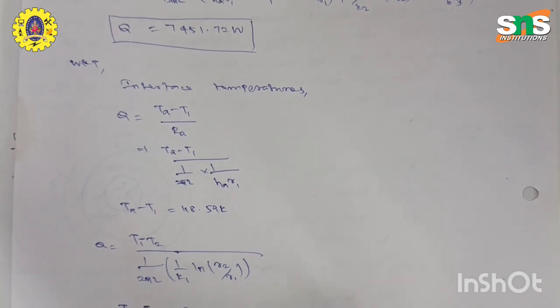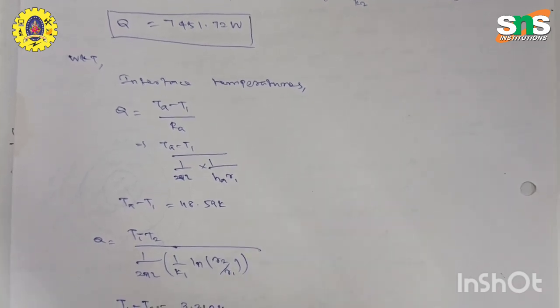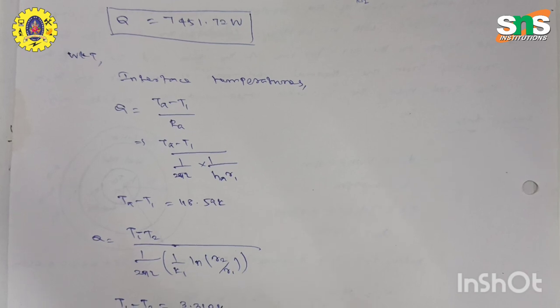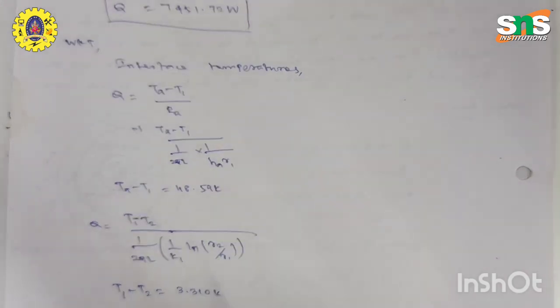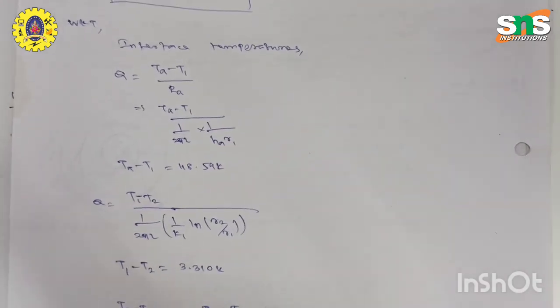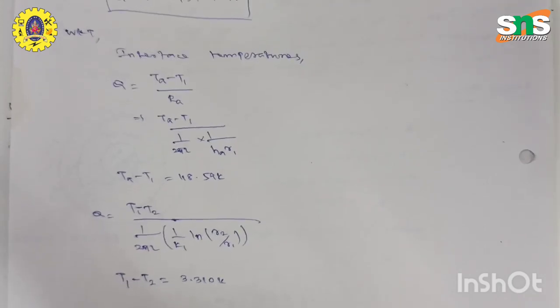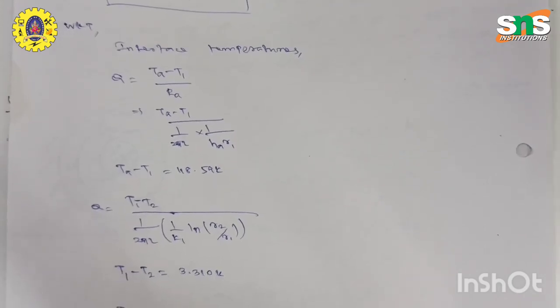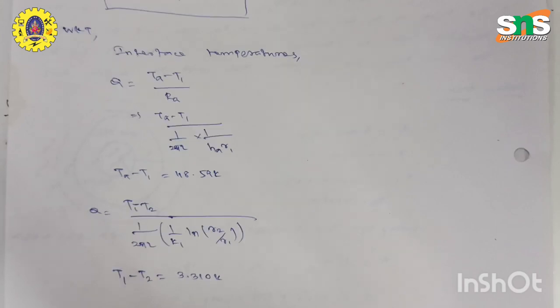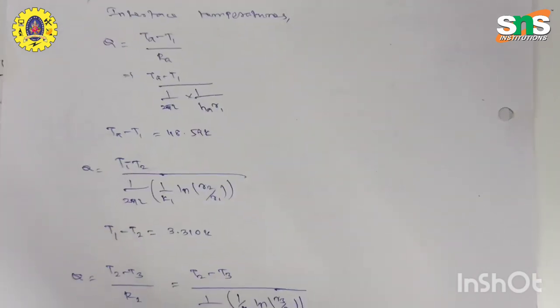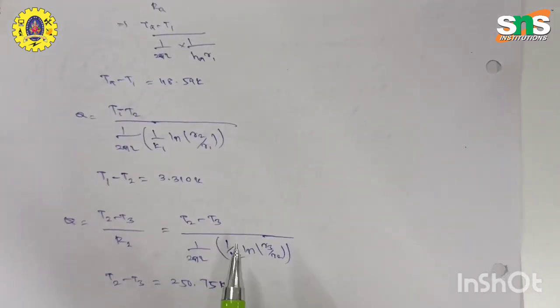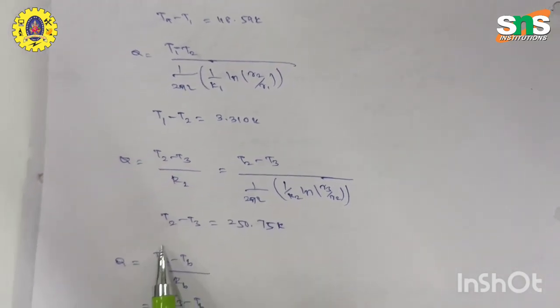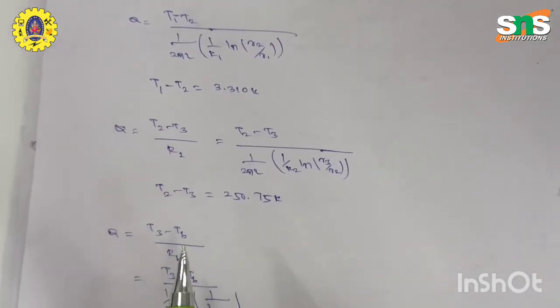So we get the additional intermediate temperatures T1 minus T2 and T2 minus T3 from Q and the resistances. And finally, we also get the equation of the resistance of the wall, which is 1 by 2 pi L into 1 by K2 ln R3 by R2. Substituting all these values from the given data, we get the intermediate temperature drop T2 minus T3.